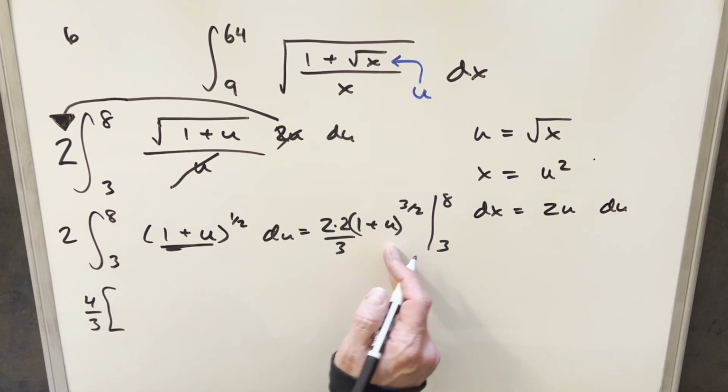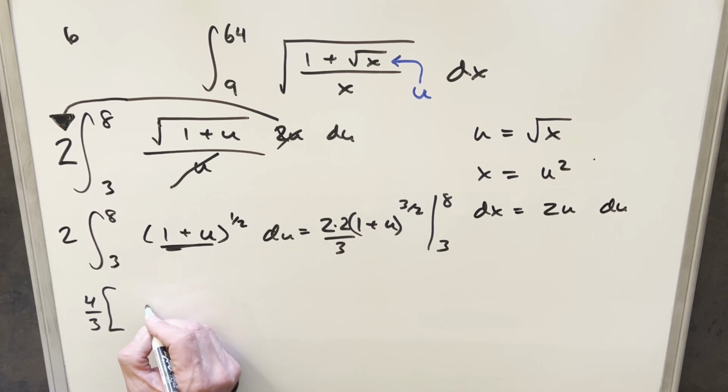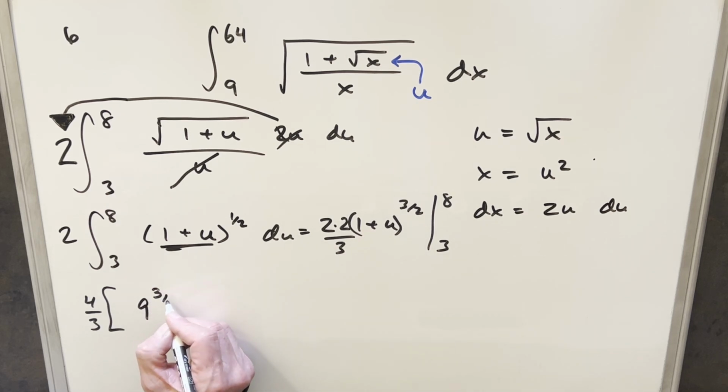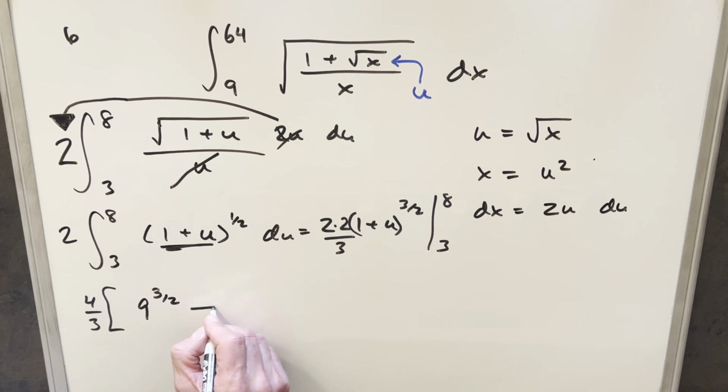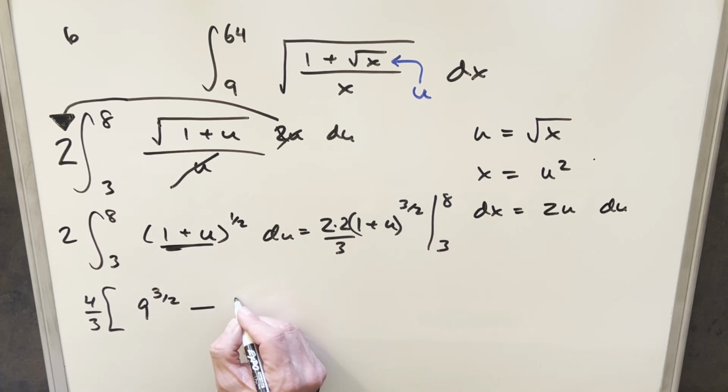Then we plug in 8 in here. We're going to have 8 plus 1, 9. So we'll just leave it for now. We'll have 9 to the 3/2. We'll clean that up in a second. And then here we plug a 3 in here. This is going to be 3 plus 1 or 4 to the 3/2.